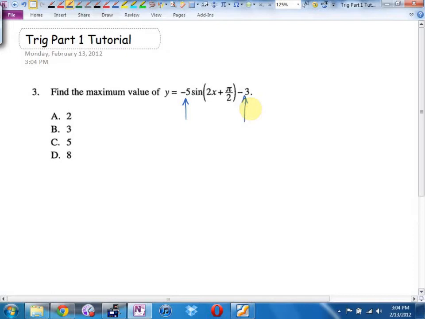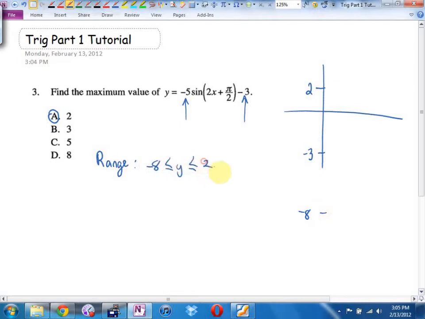And here's how I visualize this. What's the vertical displacement? I think I'm down here somewhere. What's my amplitude? Which means I would go 5 up. How high would that be? Yeah. And 5 down, how low would that be? There's your maximum value. There's your minimum value, if I ask that. Or there's the range between negative 8 and positive 2. So if they wanted the range, negative 8 less than or equal to y less than or equal to 2. And you'll notice the 3 doesn't actually show up directly. It's indirectly in here. Is that okay?